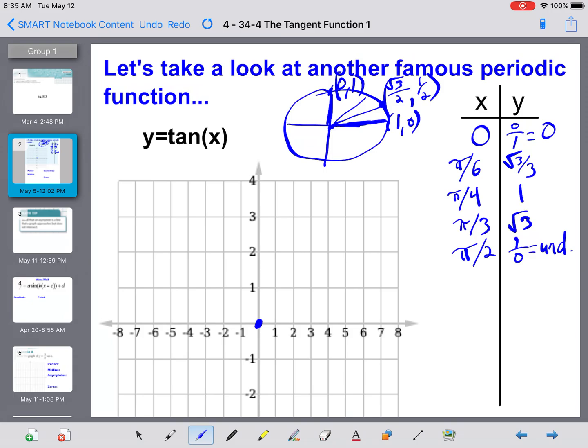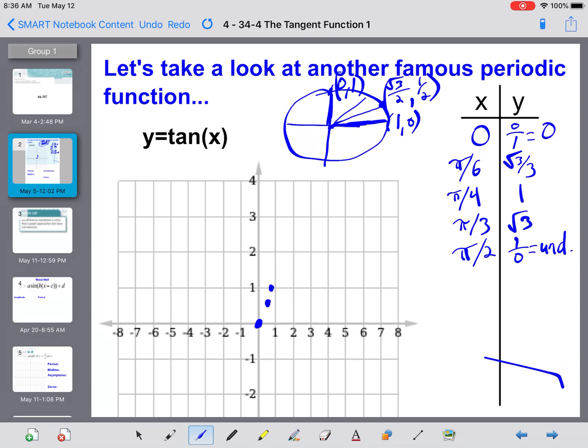If I plot these points, I have 0, 0. Pi over 6 is a little bit more than 0.5, and root 3 divided by 3 is about 0.57, 0.58. So for the pi over 6 point, it's a little bit over 0.5, somewhere right about there. Pi over 4 as a decimal is 0.78, and that is right about there, at 1.